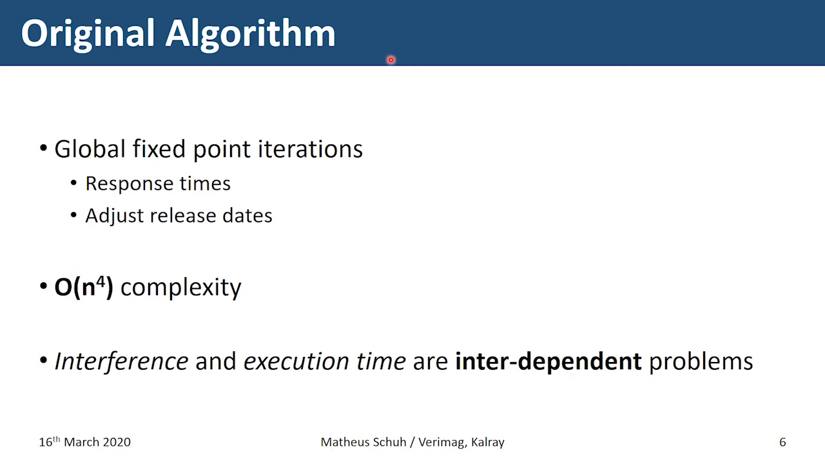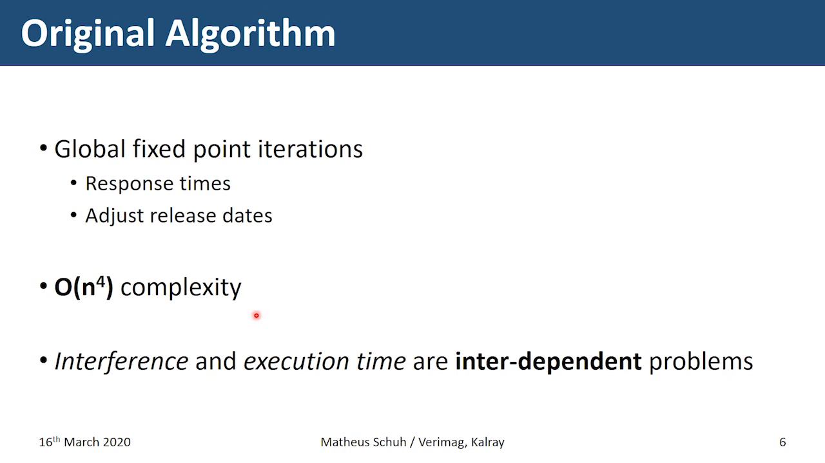This work is based on an original algorithm that computed this interference using global fixed point iterations. The first iteration computed the response time, which is the execution time plus interference, and then it adjusted the release dates to respect the dependencies and avoid any overlap between tasks on the same core.